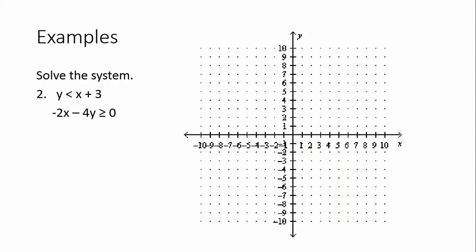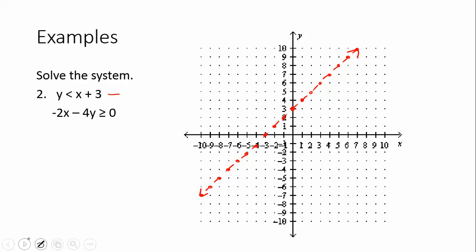Let's look at another example. We have y is less than x plus 3, so I'll do that line in red. Start at positive 3. Our slope is a positive 1, and it's less than, so we want a dotted line. And again, you want to make sure that you're graphing these lines all the way across the graph.